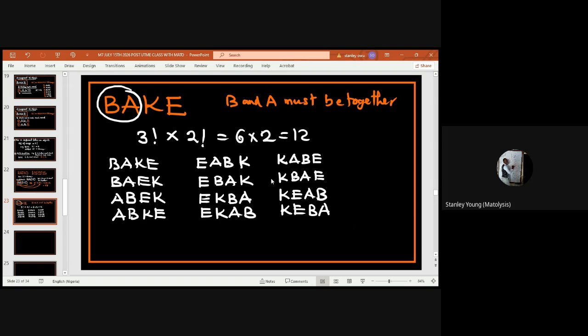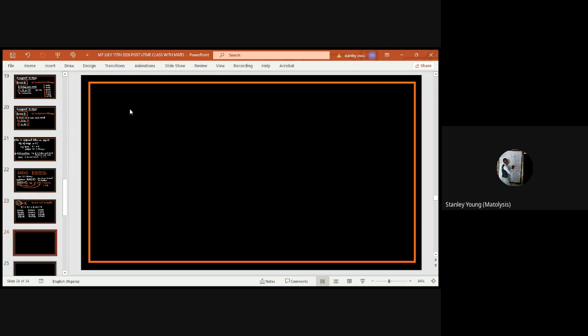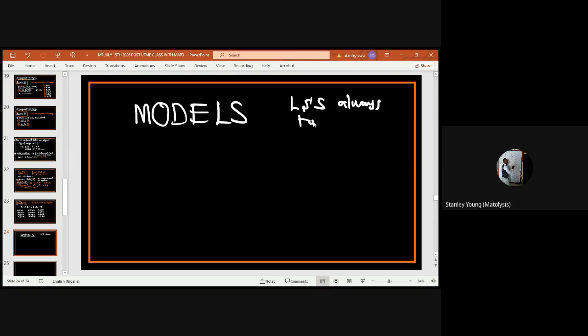So whenever they ask you to arrange things like that, for instance, if I say you arrange the letters in the word, let's say I have something like models. And they say arrange it such that L and S must always be together. How many ways can we do that? Who can tell me? You can give your result in terms of factorial, no problem.